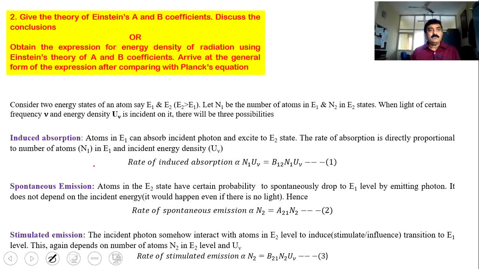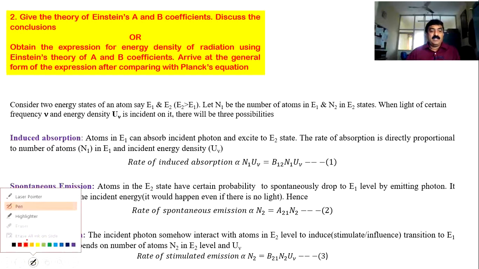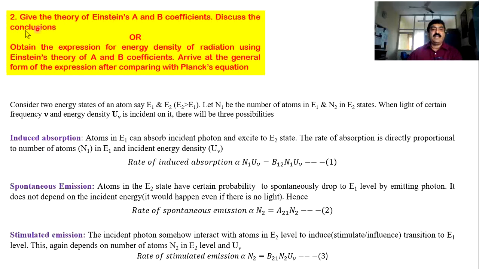Now comes one of the major questions in this chapter. I told you Einstein gave the concept of laser, so he only gave the theory. What is the theory name? Give the theory of Einstein's A and B coefficients, discuss the conclusions, or obtain the expression for energy density of radiation using Einstein's A and B coefficient theory. Arrive at the general form of the expression after comparing with Planck's equation.